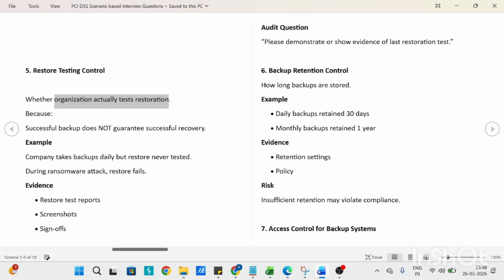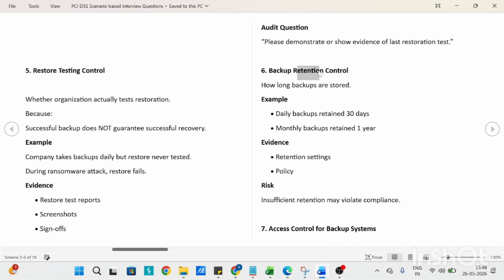This restore testing control exists because a successful backup does not guarantee successful recovery. A company takes backup, but restoration they never tested. During ransomware attacks, restoration fails. So what are the evidences you need to look at? Restoration test reports, screenshots, and sign-offs.